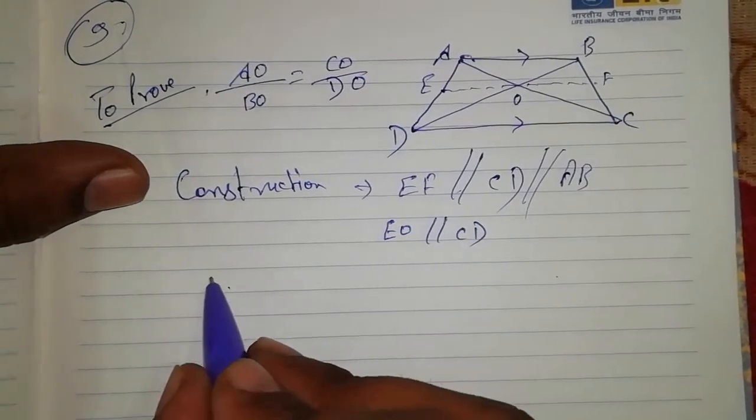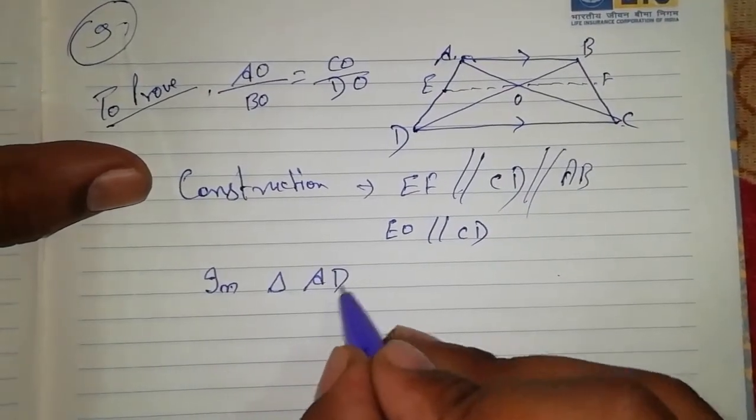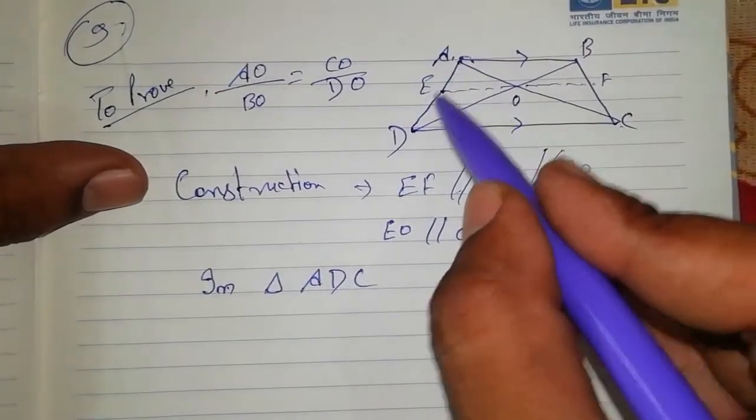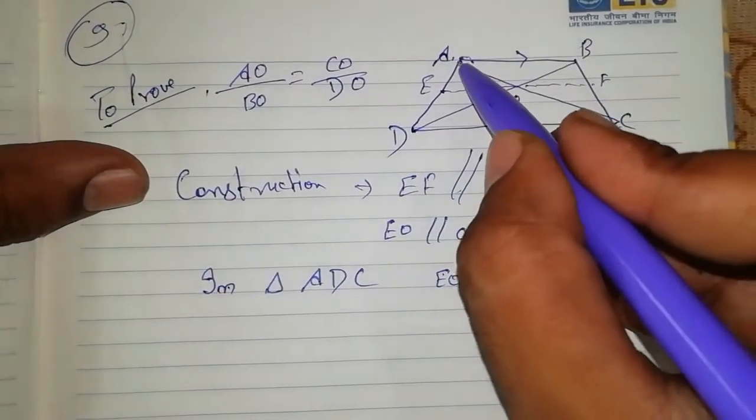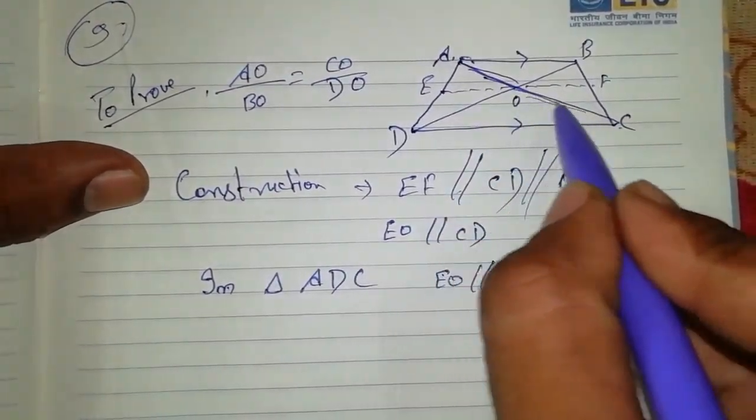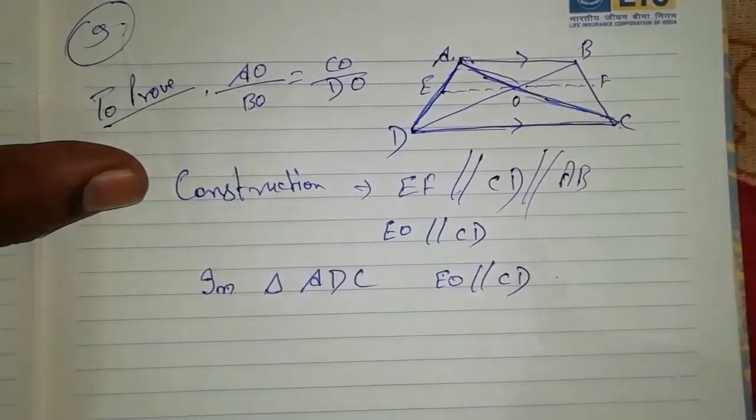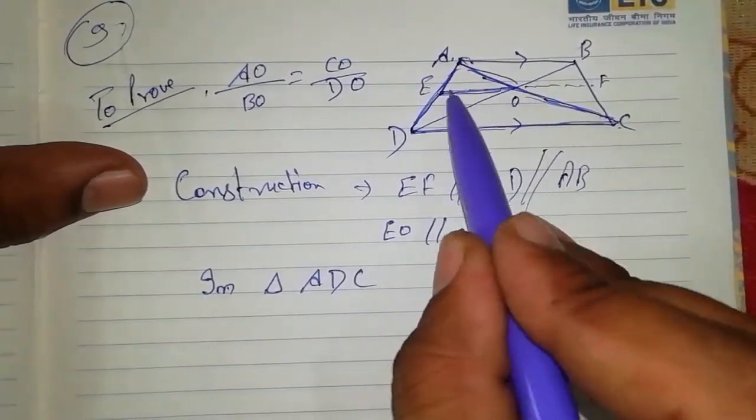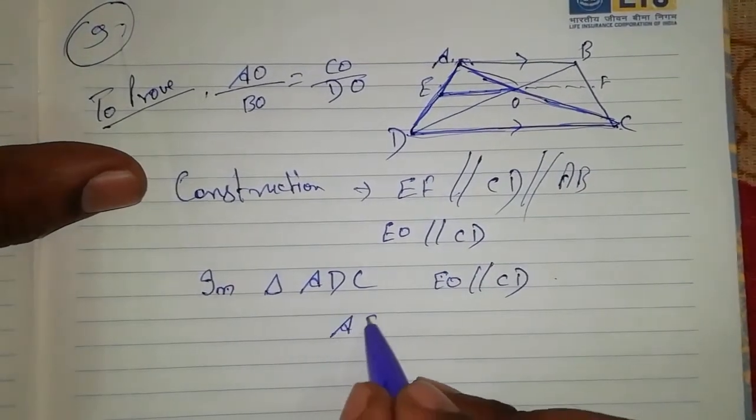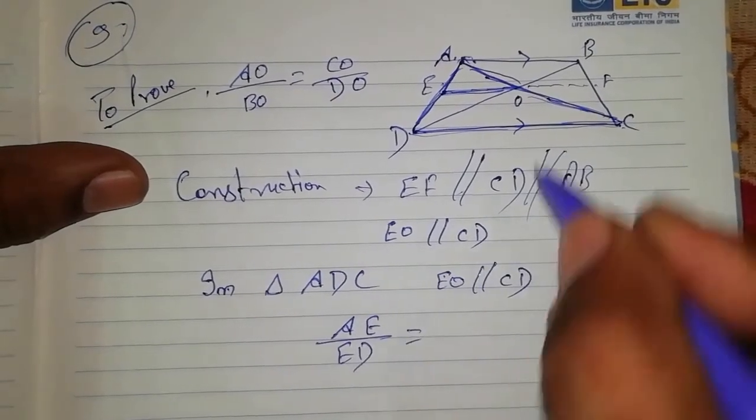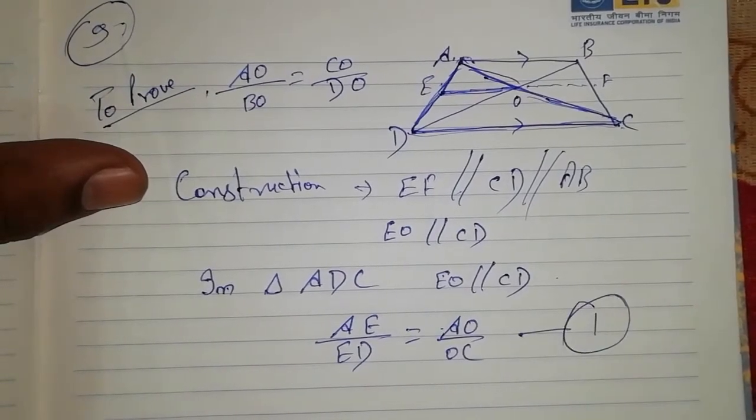Now in triangle ADC, in this triangle, look, EO is parallel to CD. Look at the triangle, this is our triangle. This is the line which is parallel to one side. So we can say that AE upon ED is equal to AO upon OC. Okay, let this be our first equation.